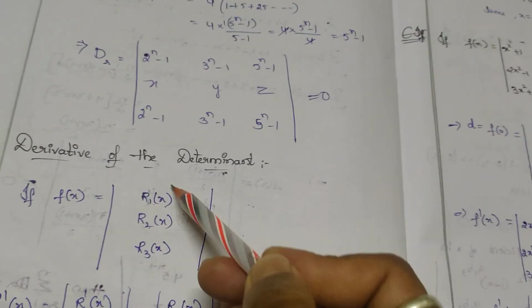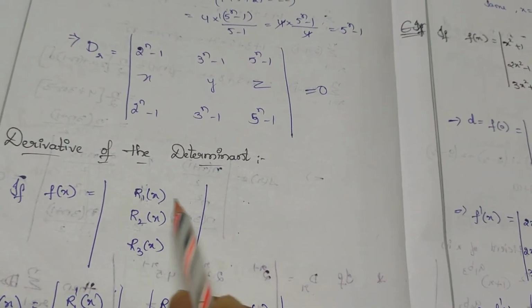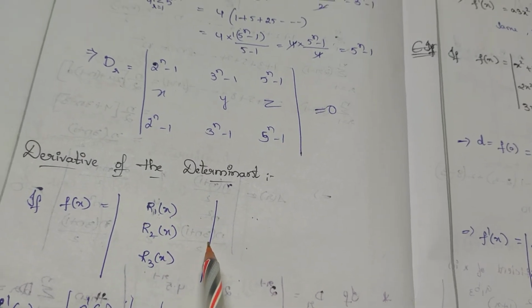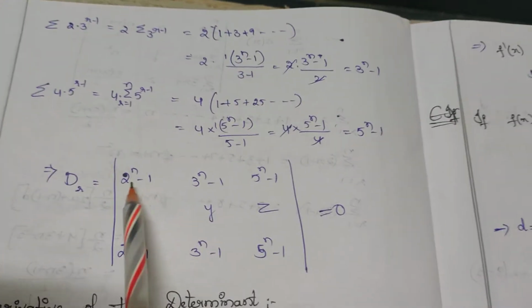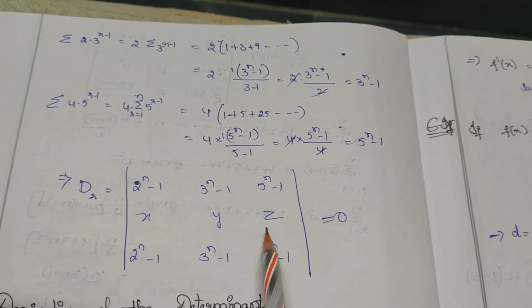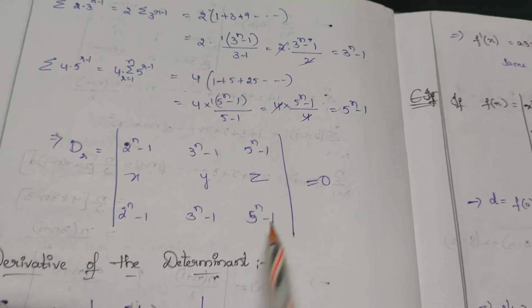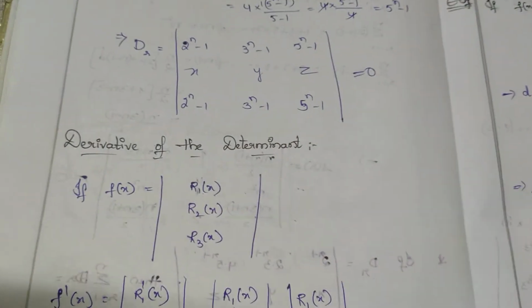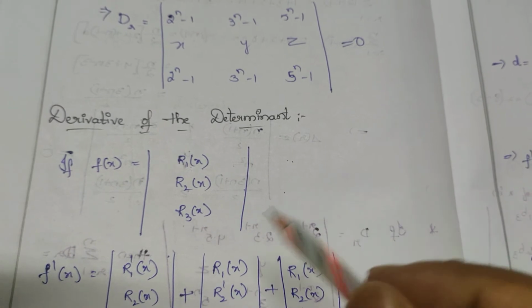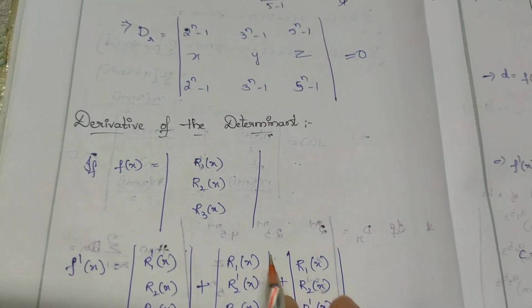So it is not a column. I am just denoting a row with r1 of x. The second row I am denoting with r2 of x, like this. Suppose this is the first row. This total I have denoted with r1 of x, this total with r2 of x, and this total with r3 of x, like that. Okay, if you want to differentiate the determinant, see here.